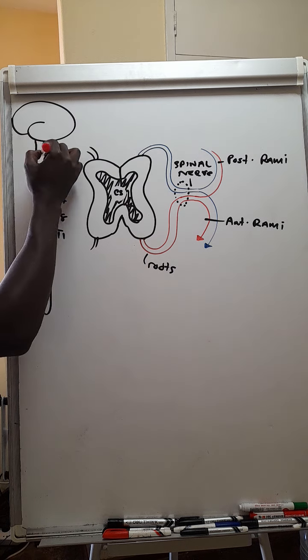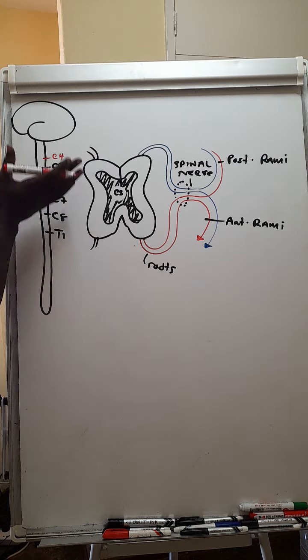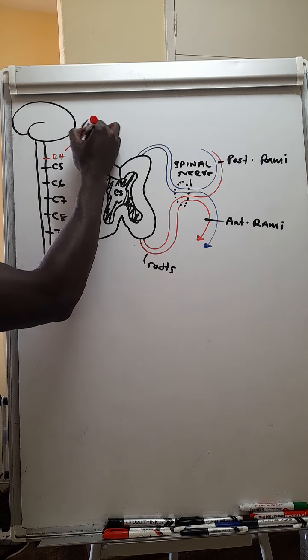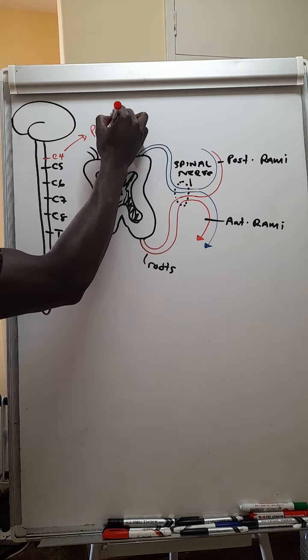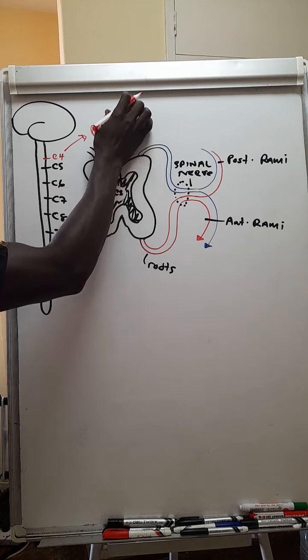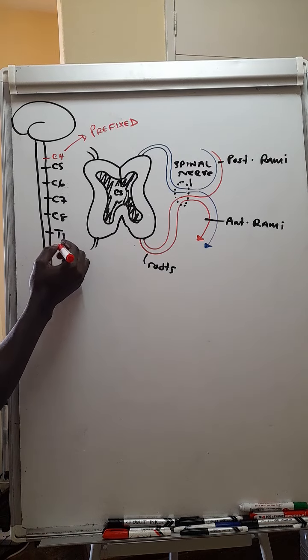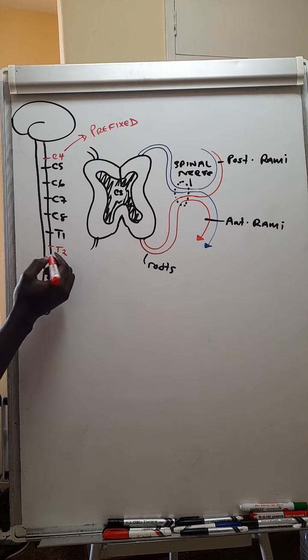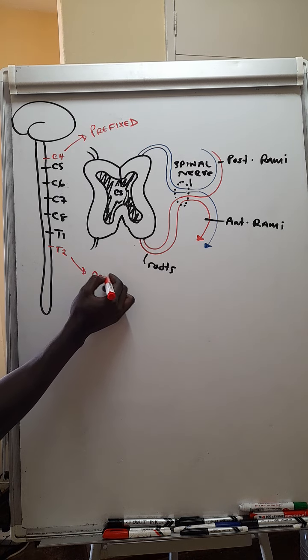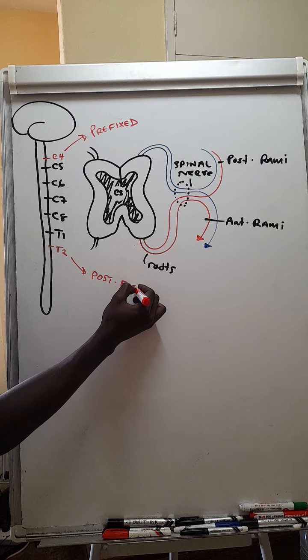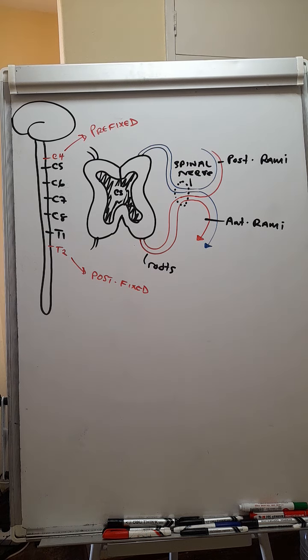But sometimes the brachial plexus can get from C4. That's called a prefixed brachial plexus. Sometimes we can have T2 contributing. That's called a post-fixed brachial plexus. So the prefixed and the post-fixed brachial plexus. But anyway, normally the brachial plexus is from C5, C6, C7, C8, and then T1.